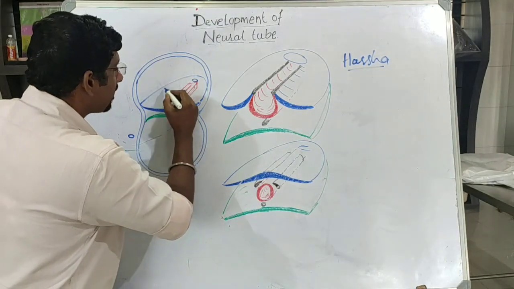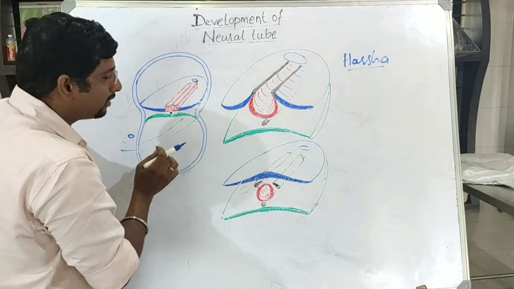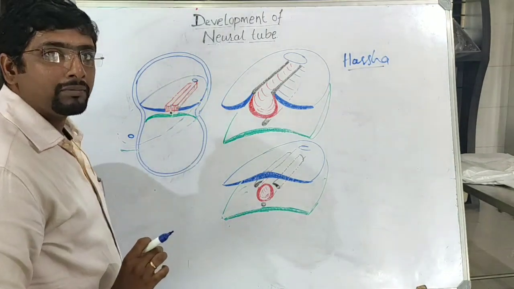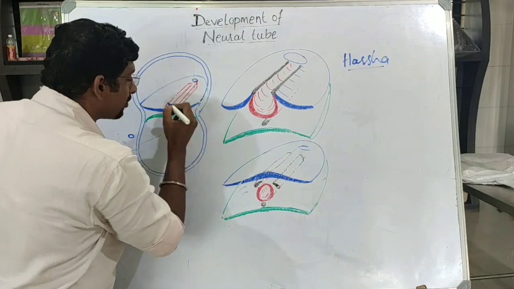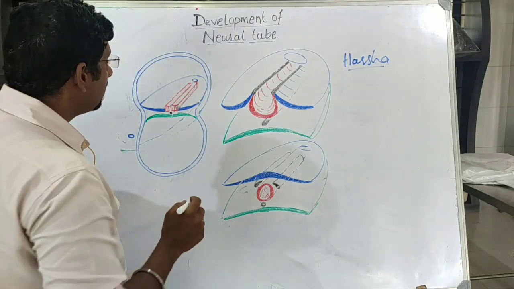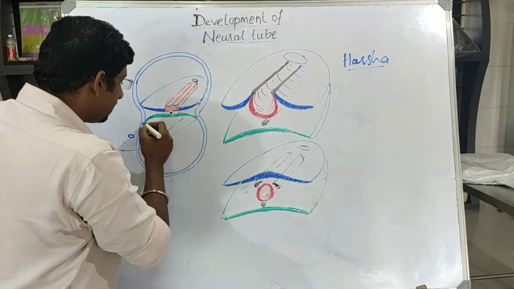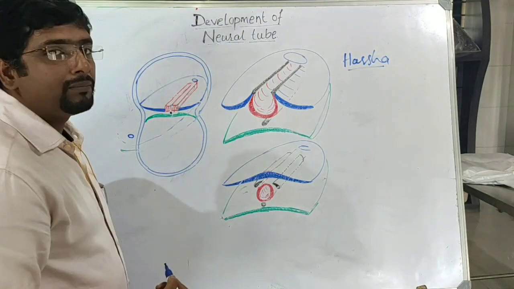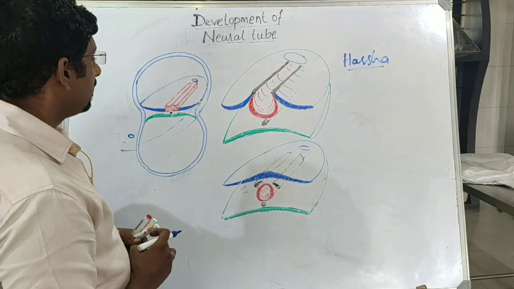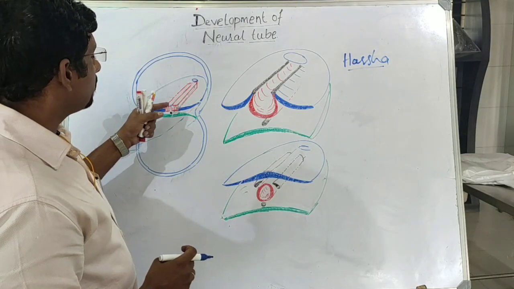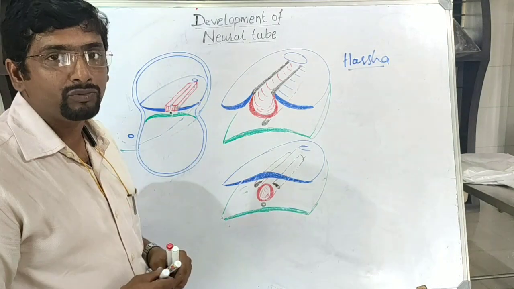The trilaminar disc: above there is an ectoderm, below there is an endoderm, and in between there is a mesoderm. And in the mesodermal area, the long process of the notochord develops, right? Above the ectoderm is the amniotic cavity, and below the endoderm we have the secondary yolk sac or yolk sac, right? So from now onwards we will see how the neural tube is going to form from the ectodermal part.